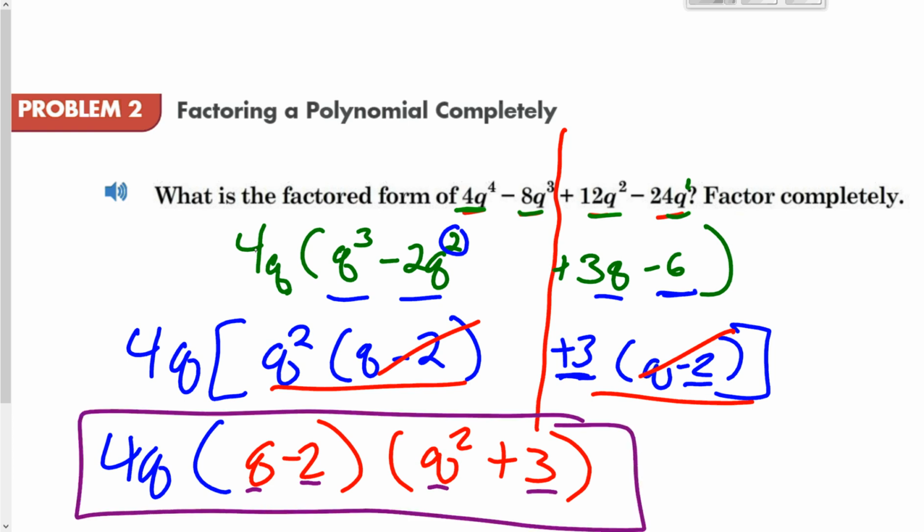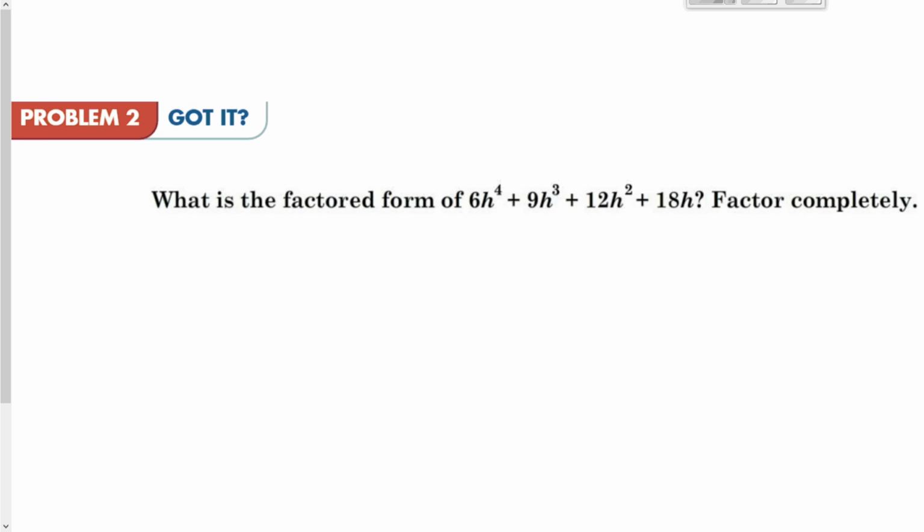If you didn't factor out the GCF from the beginning, what would happen is one of these binomials, you could factor something out of them, and it would be a 4q that you could continue to factor out. Okay, here's another one. Go ahead and pause the video and try this.